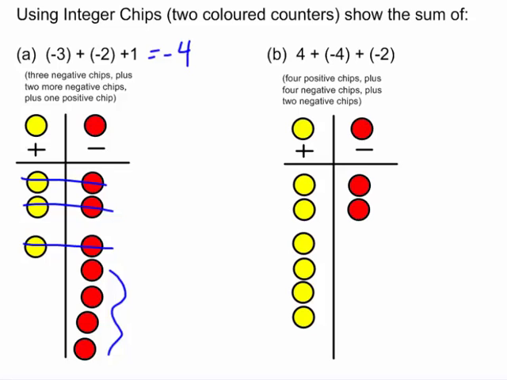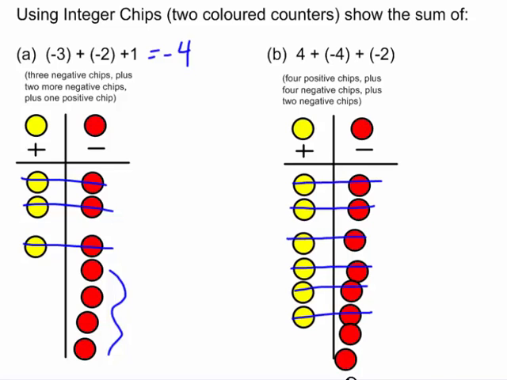For part B, I have 4 plus negative 4 plus negative 2, so that's 4 positive chips plus 4 negative chips plus 2 more negative chips. If I drag down 4 negatives here, there's 1, 2, 3, 4, so there are the 4 negative chips. Now it says bring down 2 more negative chips, and I may not have the room. Oh, it's going to be close. And there are my 2 more negative chips. Oops, I lost them. Let's go right down there. There you are. And then I'm going to 0 off.